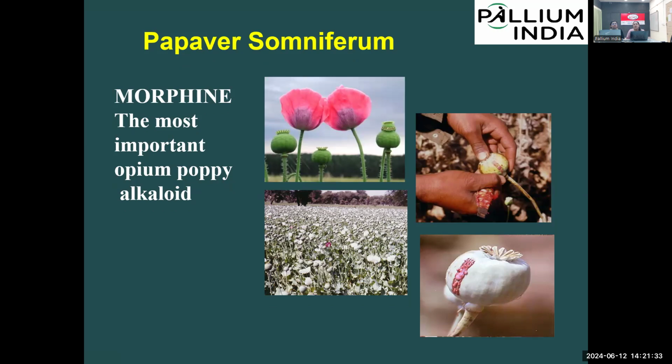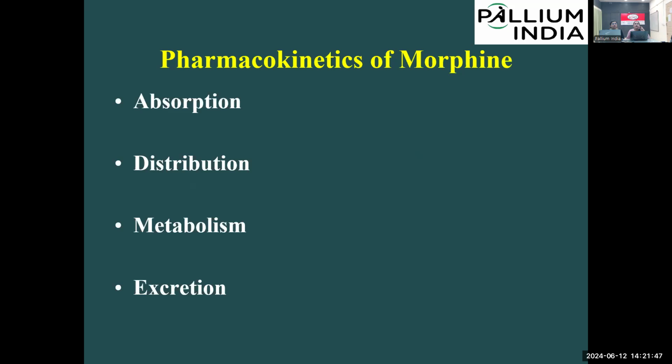In India, the cultivation happens in Madhya Pradesh, Uttar Pradesh and Rajasthan. These are the 3 states that are legally approved to cultivate this poppy plant. And more into the pharmacokinetics of morphine, we'll be looking into the details of absorption, distribution, metabolism, and excretion. So first, to begin, how is morphine absorbed?